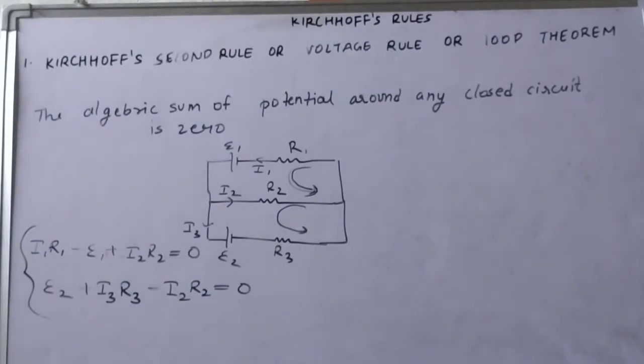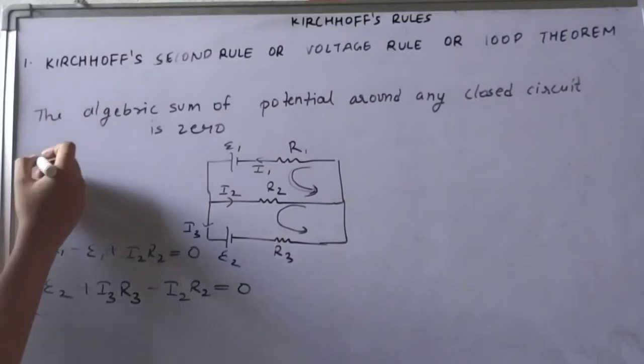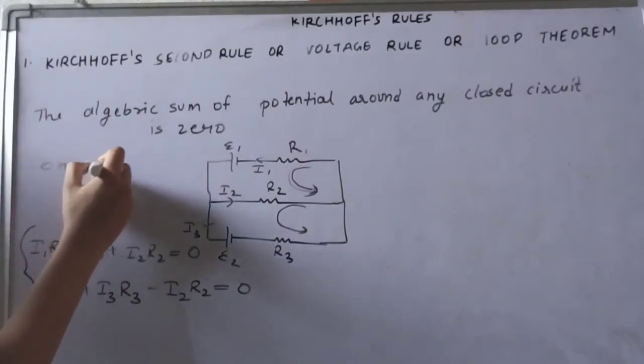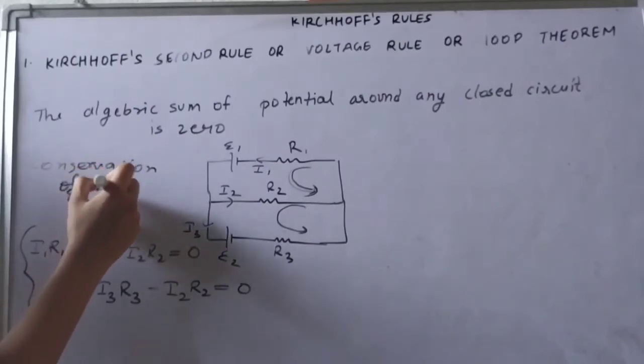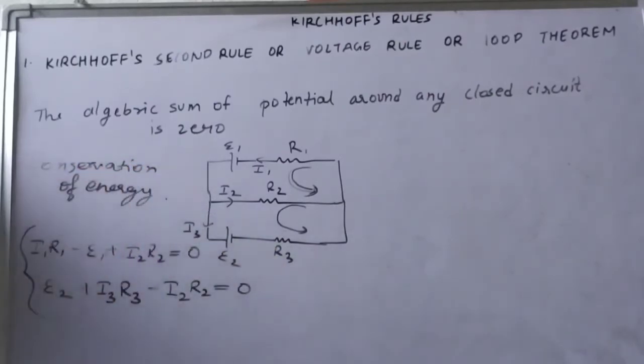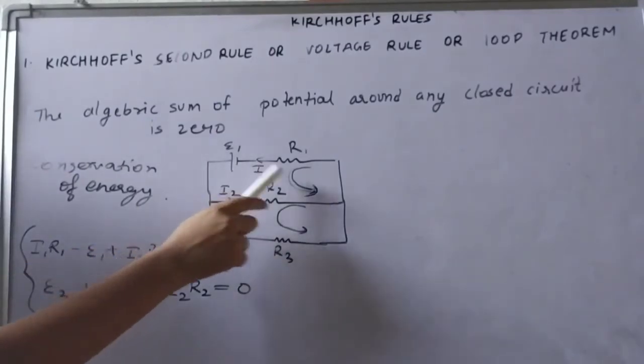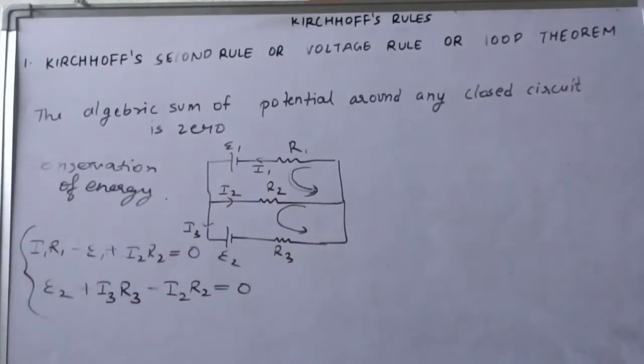This Kirchhoff's second law is totally based on the conservation of energy. The first rule was based on the conservation of charge, and this one is based on the conservation of energy, since the algebraic sum of the potential around any closed circuit is equal to 0. It means we have completed the second rule now.